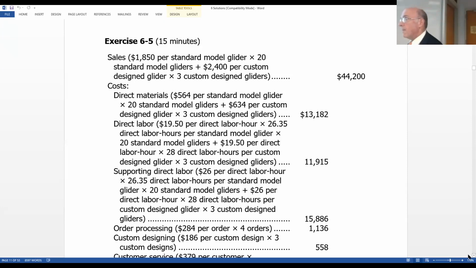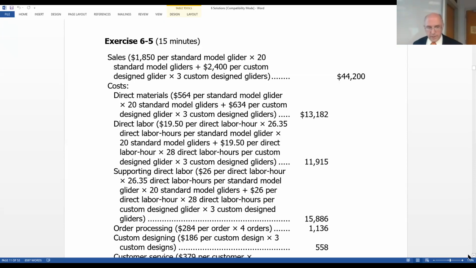Yes? Can you do it the individual way and then add it together? Yeah, you could do that. You could have 2 columns, one for each product. The authors don't do it that way, but you could. Sometimes there's more than one way to solve these things. And then for direct materials, again, 564 times 20 plus 634 times 3. And the same with direct labor and supporting direct labor, all those various things.